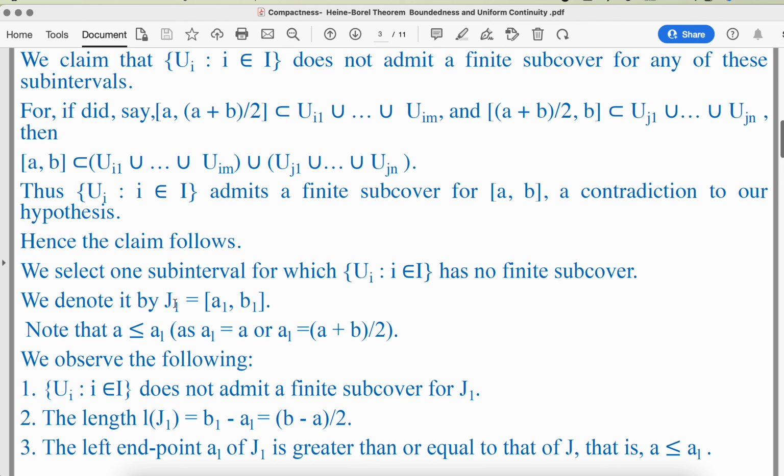Now we select one subinterval for which U_i has no finite subcover. We denote it by J1 equal to [a1, b1], and we notice that a is less than or equal to a1, because a1 is equal to a, or a1 is equal to (a+b)/2. And we observe that this open cover does not admit a finite subcover for J1. The length of this interval J1 is b1 minus a1, which will come out to be (b minus a)/2. The left endpoint a1 of J1 is greater than or equal to that of J, that is, a is less than or equal to a1.